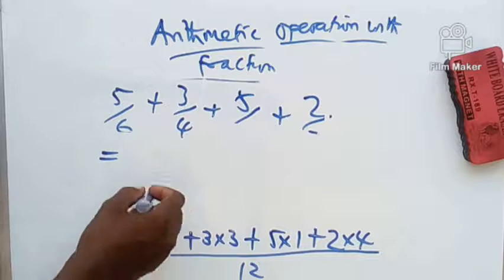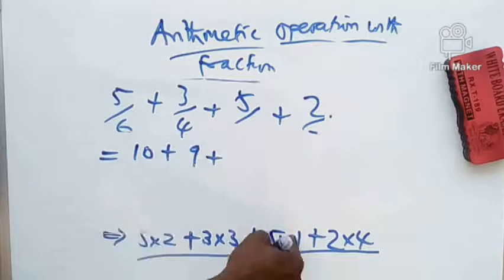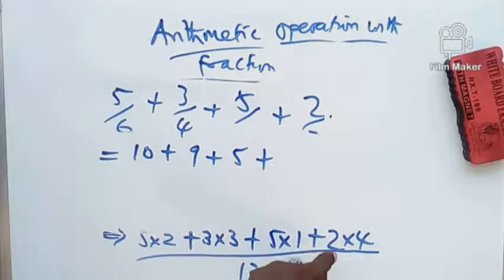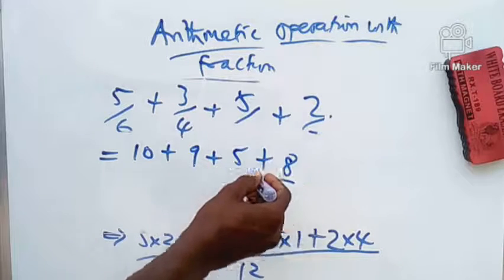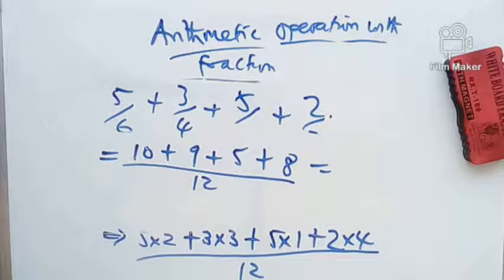So here we have 5 times 2 is what? 10. Plus 3 times 3 is what? 9. Plus 5 times 1 is what? 5. Plus 2 times 4 is what? 8. Everything divided by what? 12.